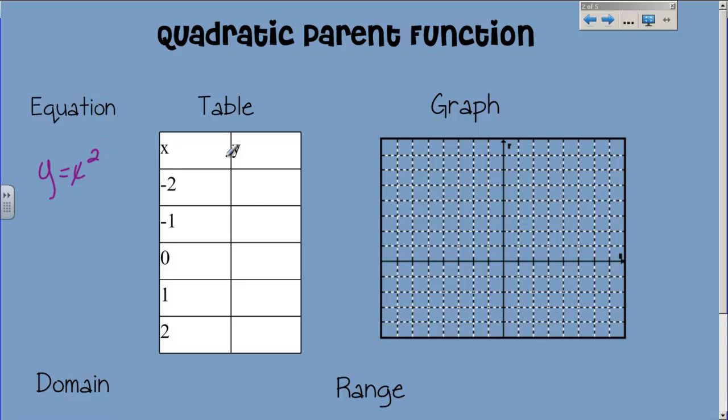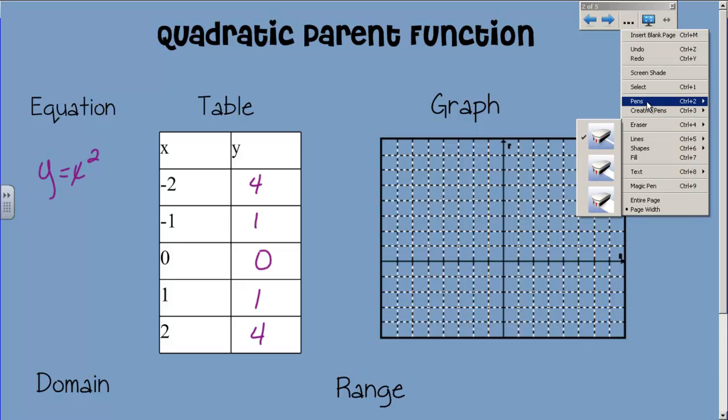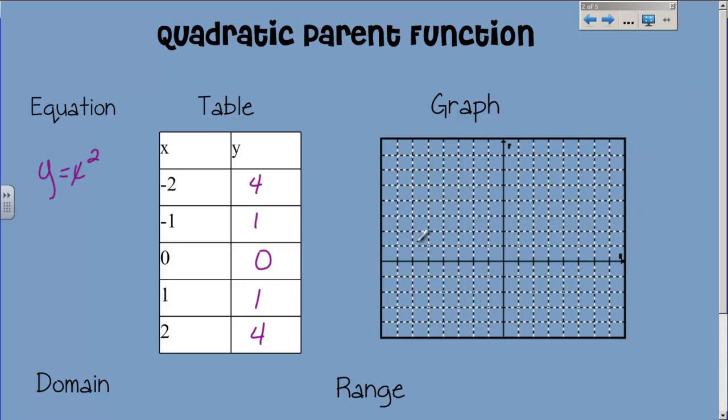And if I fill in a table based on that function, negative 2 squared is 4, negative 1 squared is 1, 0 squared is 0, 1 squared is 1, and 2 squared is 4. And that makes it so that I can plot these points on a graph. And so I have negative 2, 4, negative 1, 1, 0, 0, positive 1, 1, and positive 2, 4. So this is what my parent function looks like.